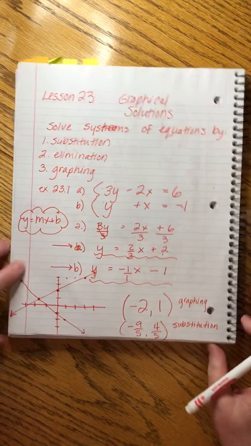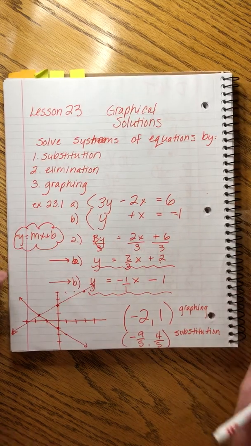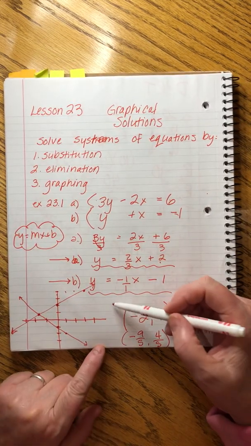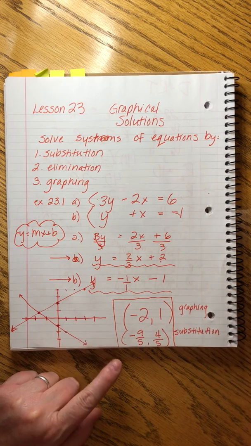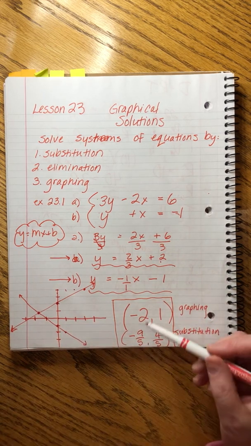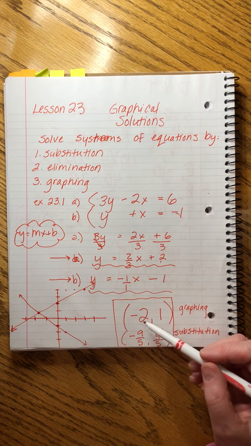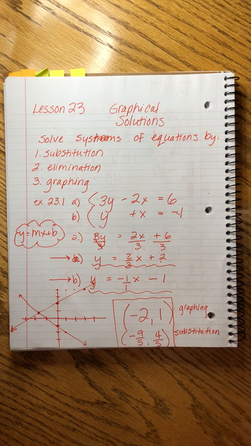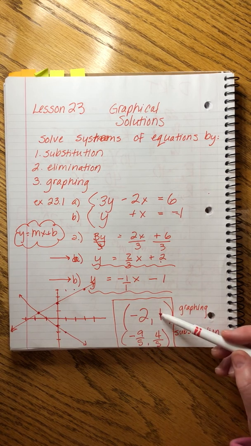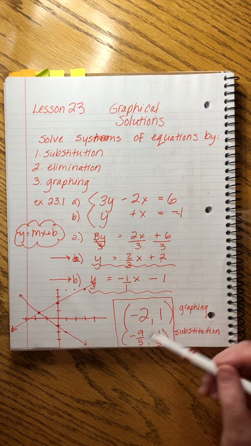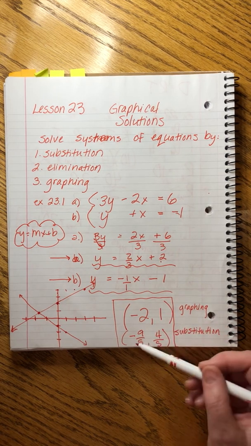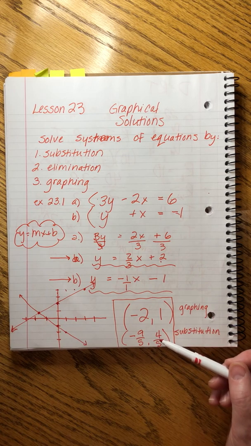I'll put myself back in camera range. There. Okay, and what we see when we compare these two is that we're actually pretty close, aren't we? Because -2 would be -10/5, and this is -9/5. And this is +1, that would be 5/5, and that's 4/5. So we're super close, but how on earth could we be precise enough to measure fifths on a graph?